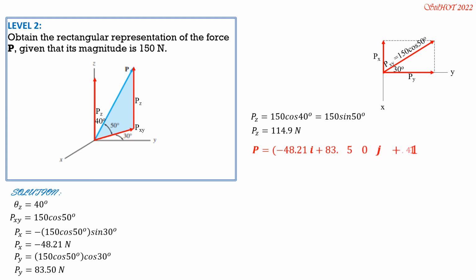114.9. So therefore, the force P in ijk vector form is P sub x, which is negative 48.21i, plus P sub y 83.5j, then P sub z 114.9k newtons.